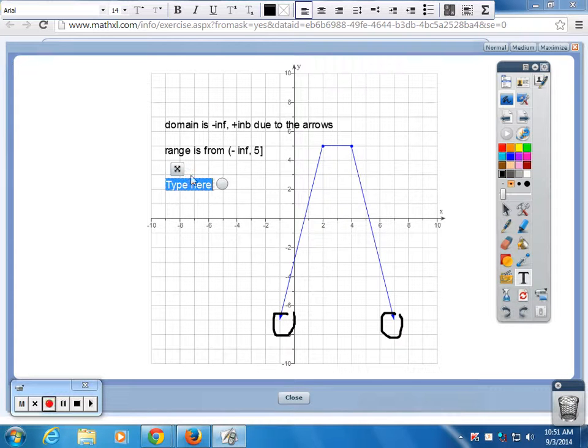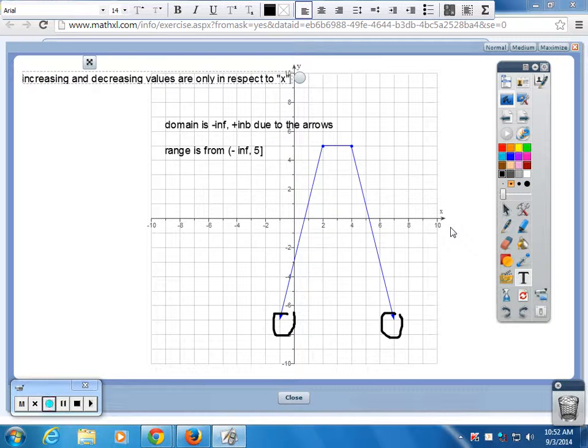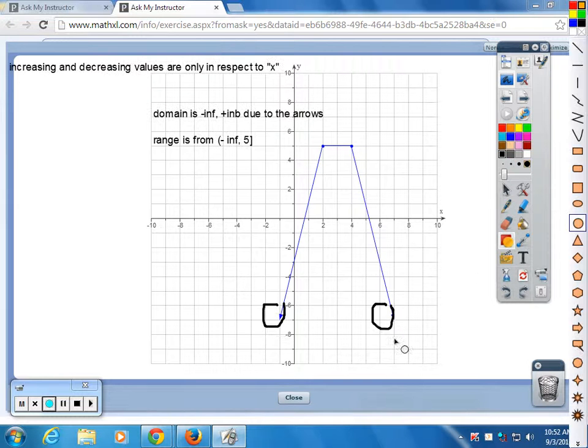Now, increasing and decreasing values. Increasing and decreasing values are only in respect to x. Now, I like to tell students, think of flying a plane when you're talking about increasing and decreasing values. Okay? When you're flying a plane, there are 2 dimensions. Actually, there are 3, but we're going to talk about the 2 dimensions.